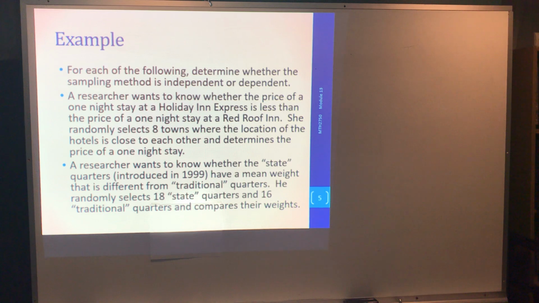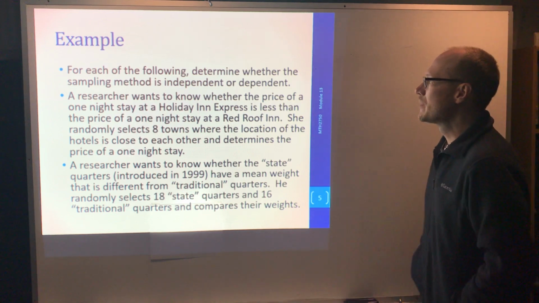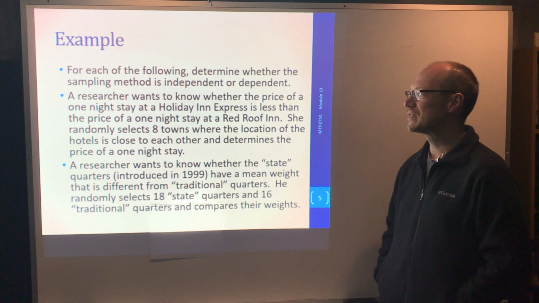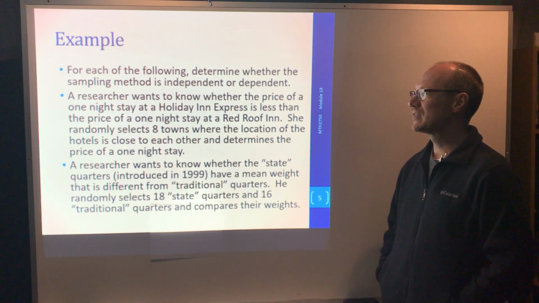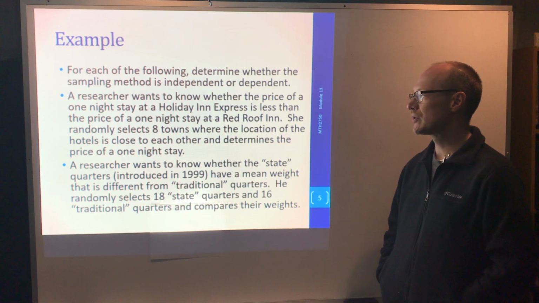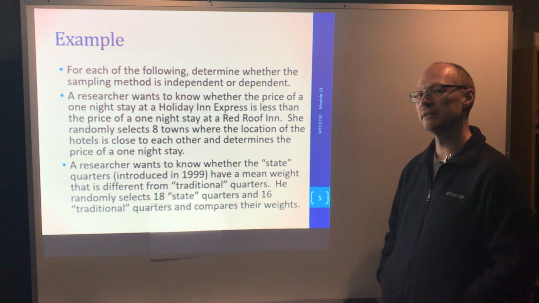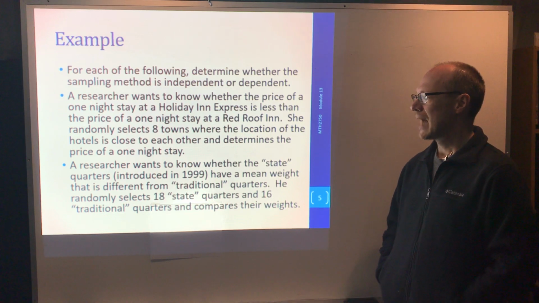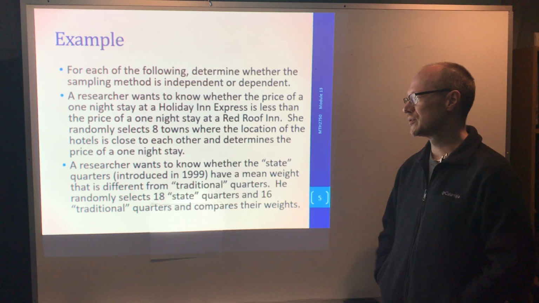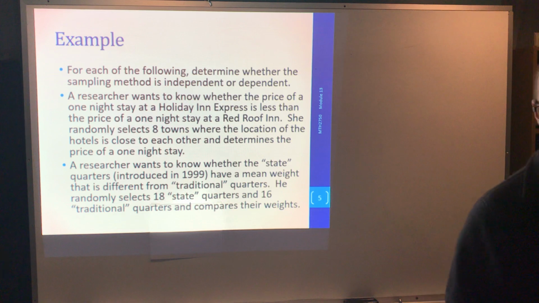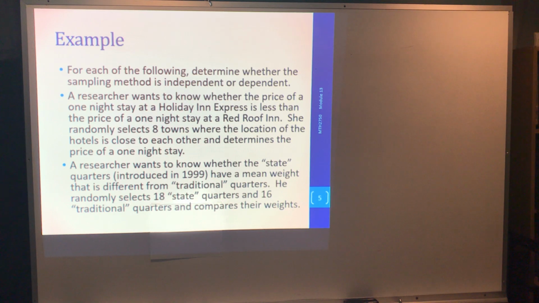Here are a couple of examples. A researcher wants to know whether the price of a one-night stay at a Holiday Inn Express is less than the price of a one-night stay at a Red Roof Inn. She randomly selects 8 towns where the location of the hotels is close to each other and determines the price of a one-night stay. Is that independent or dependent? How about a researcher wants to know whether the state quarters introduced in 1999 have a mean weight that is different from traditional quarters. He randomly selects 18 state quarters and 16 traditional quarters and compares their weights. What do you think? Are they dependent, independent, one of each?